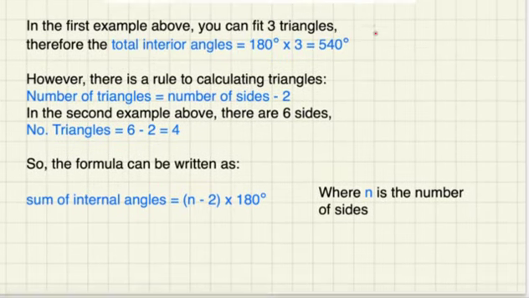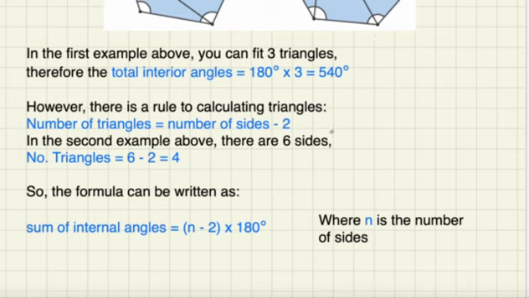So whenever you're working out the number of internal angles, all you have to do is find out the number of sides, n, take 2 away from it, and then with that result, you multiply it by 180 degrees, and that gives you the result.